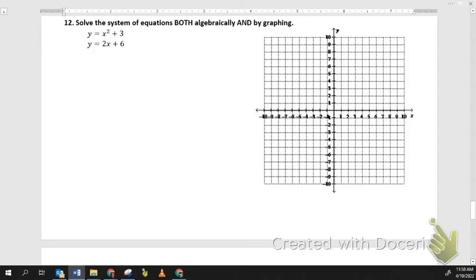Anything that's on the review is fair game for the test. Which part do you want to start with? Algebraic or graphing? Graphing, okay.